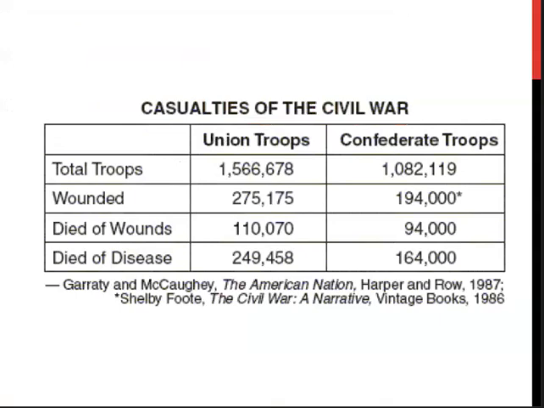Casualties, remember casualties, dead, injured, or lost. Total troops in the Union, they had 1.5 million Union troops. The Confederate had just over 1 million. Wounded, 275,000, and approximately 194,000 for the Confederate. Died of wounds and died of disease. If we look at that, so we have wounded, died of wounds, died of disease. The disease was rampant. Now, that may have been they got shot in the arm, they had to cut off the arm, and they got gangrene or some other disease. But it was not pretty.